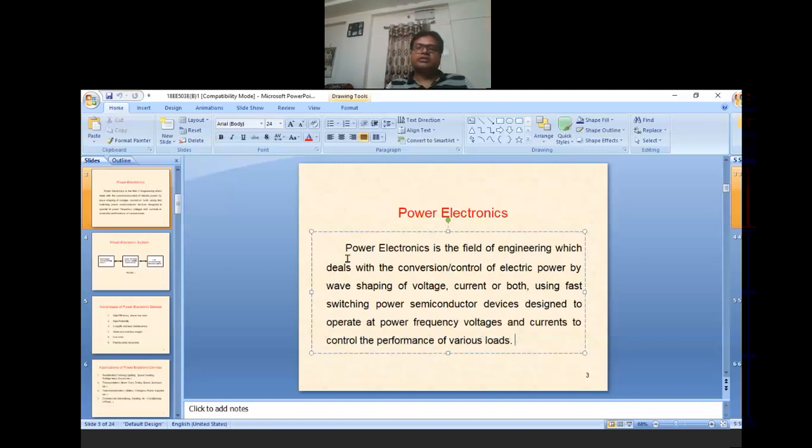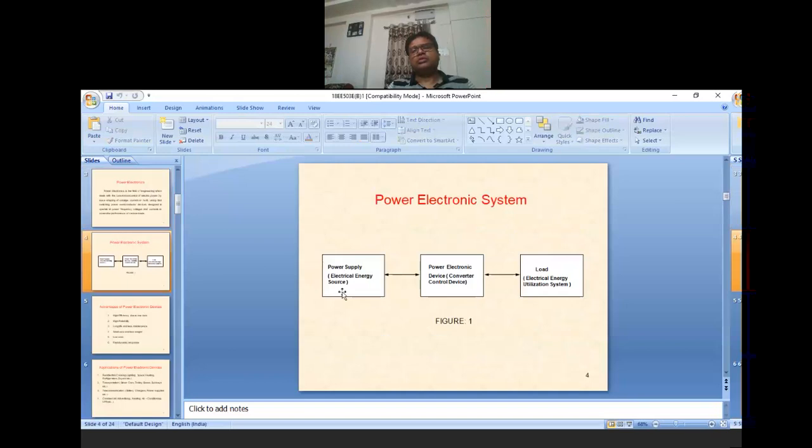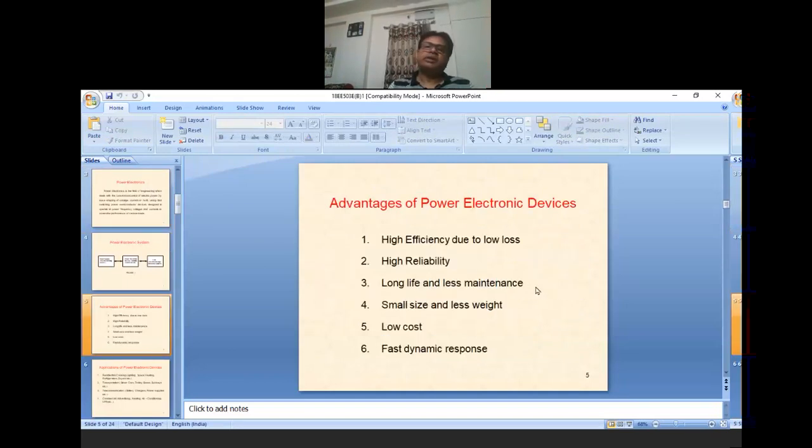We will once again go through the definition of power electronics. Power electronics is the field of engineering which deals with the conversion or control of electrical power by wave shaping of voltage, current, or both using fast switching power semiconductor devices designed to operate at power frequency voltages and currents to control the performance of various loads. The same thing is shown in a block diagram like this.